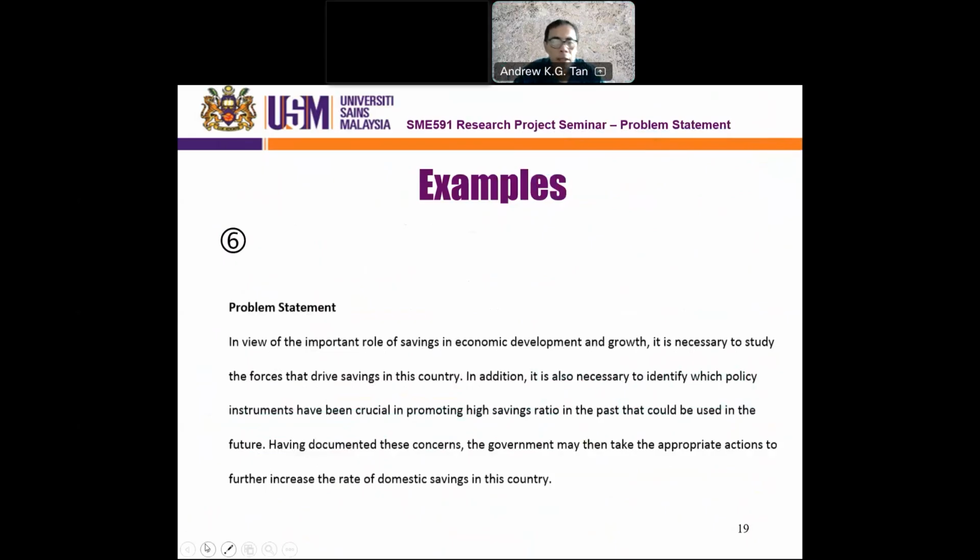Another one: "In view of the important role of savings in economic development and growth, it is necessary to study the forces that drive savings in the country. In addition, it is also necessary to identify which policy instruments have been crucial in promoting high savings ratio in the past that could be used in the future." Not bad. "Having documented these concerns, the government may then take the appropriate action to further increase the rate of domestic savings in the country." This is the justifications part. This is a good problem statement.